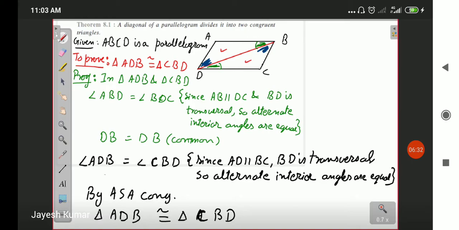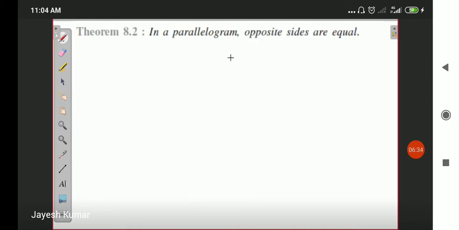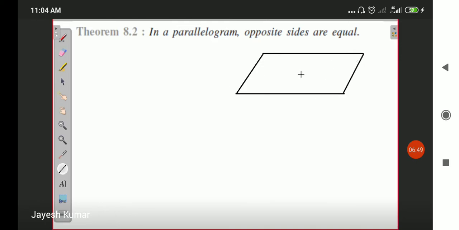Now let us move on to the next theorem, theorem 8.2. What is theorem 8.2? Theorem 8.2 states that in a parallelogram, opposite sides are equal. We have already learned that as a property of a parallelogram, but now we are going to prove that in this parallelogram ABCD, both pairs of opposite sides are equal.